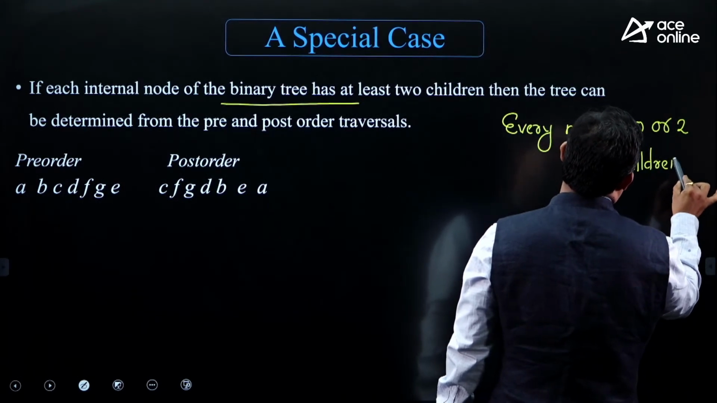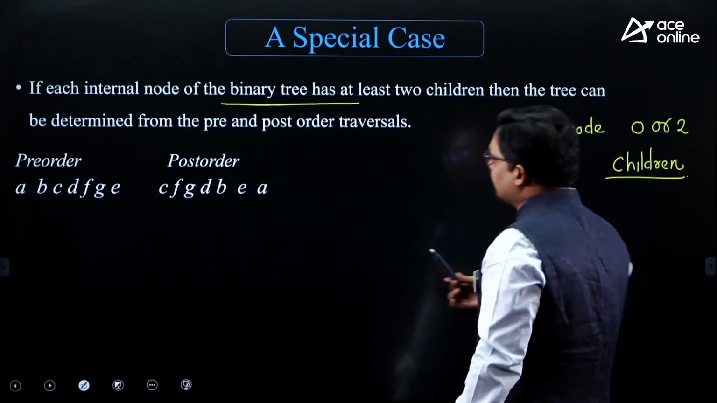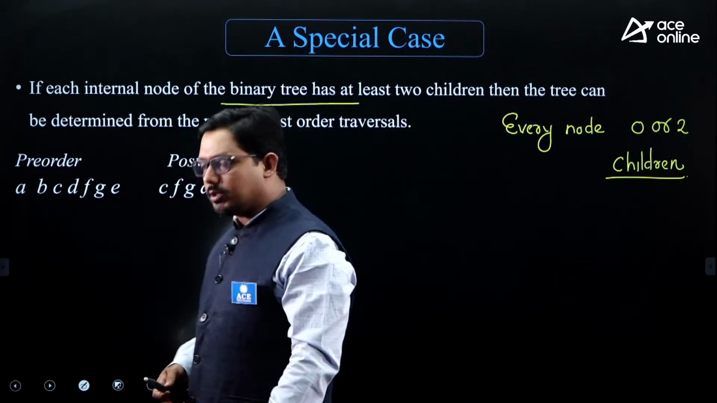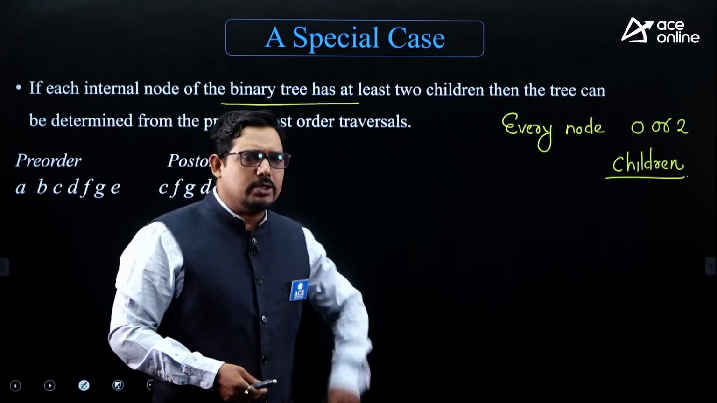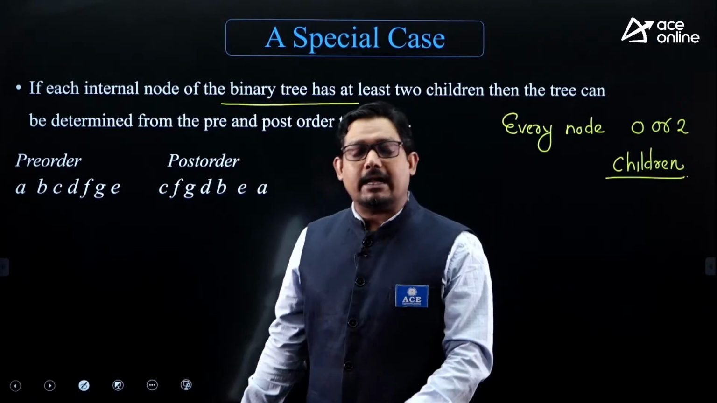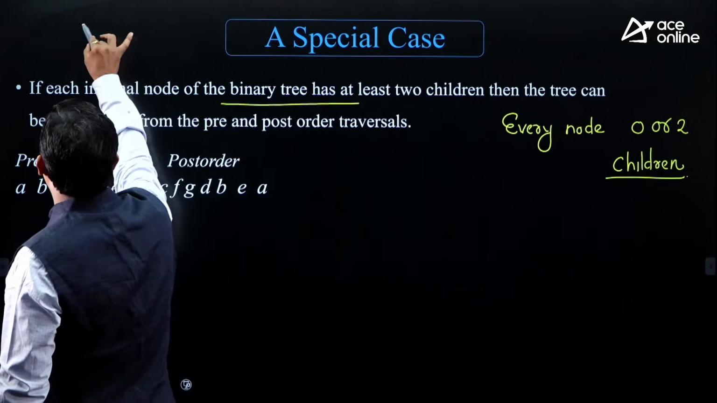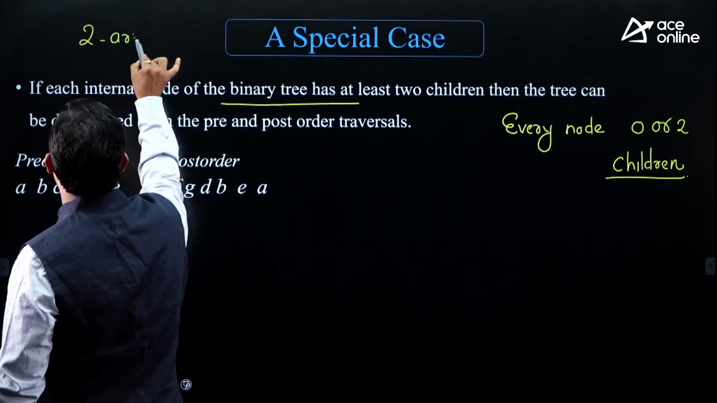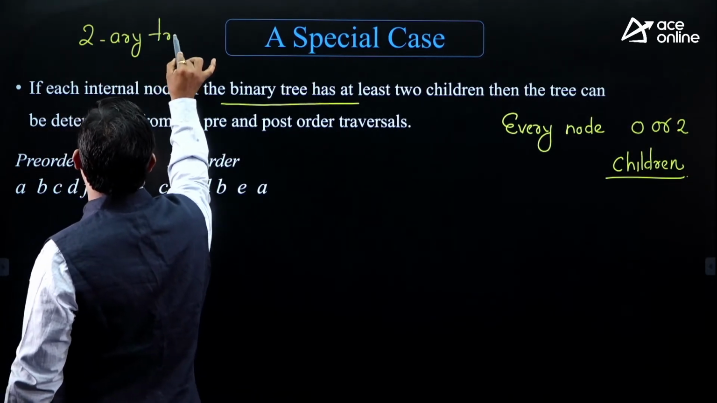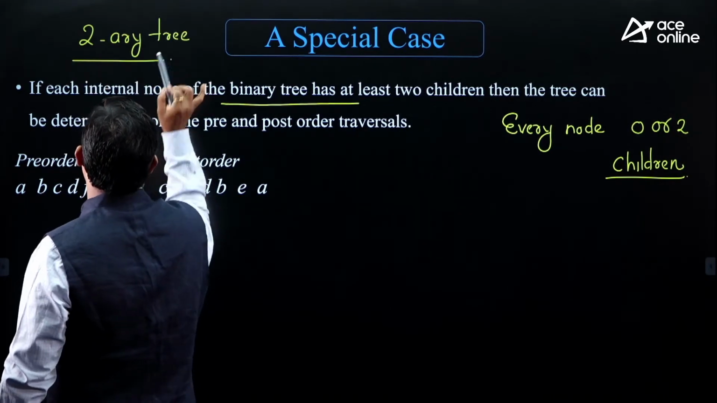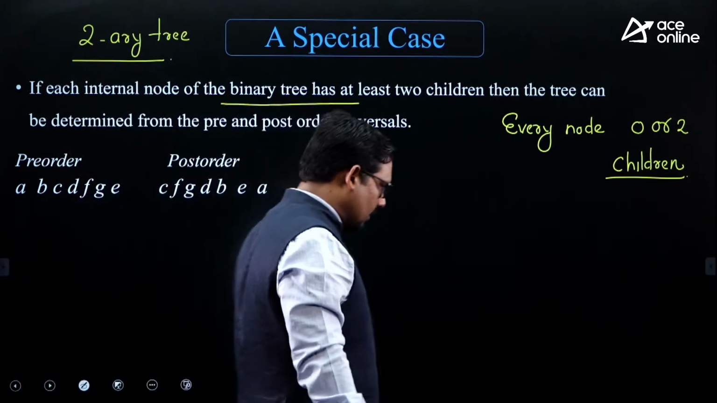At least would be applicable, but here because it's a binary tree, you cannot have more than 2. So there is no point of saying at least 0 or 2 children. Okay, so if that is the tree, we call it a two-array tree. So if it is a two-array tree, then we can have the tree back.